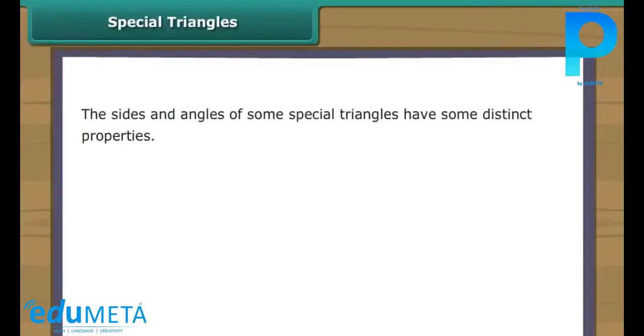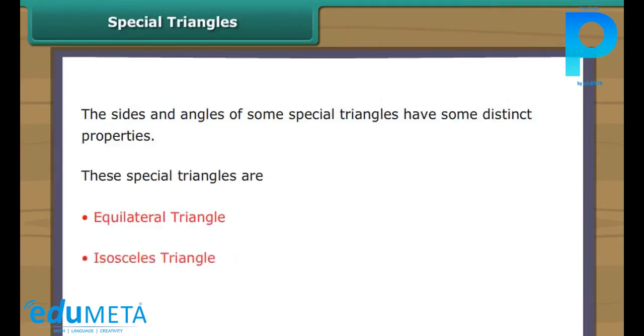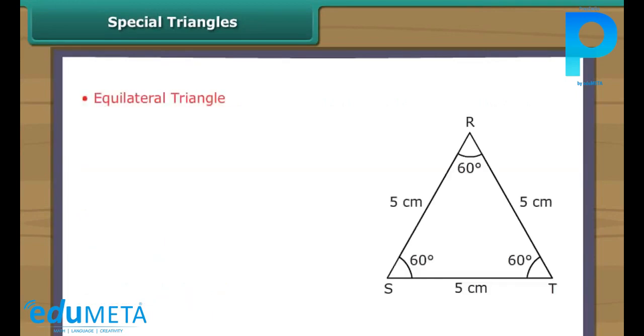Special triangles. The sides and angles of some special triangles have some distinct properties. These special triangles are equilateral triangle, isosceles triangle, and right-angled triangle. Let us learn about them. Equilateral triangle.